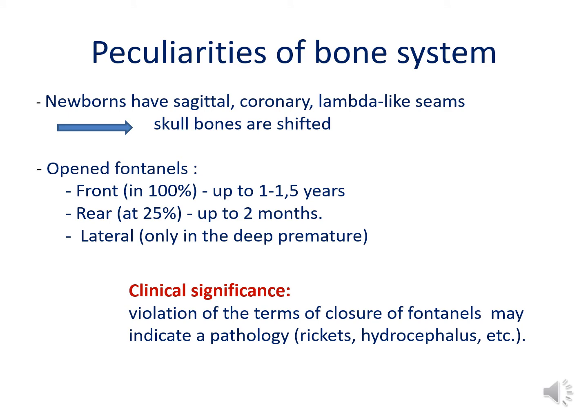Next distinctive features of the children's skeletal system are the presence in newborns of some seams, like sagittal, coronary, and lambdoid, and skull bones in newborns are shifted. Newborns have open fontanelles, front, rear or back, and two lateral, but the lateral ones only in deeply premature newborns. Violation of the terms of closure of fontanelles may indicate a pathology, like rickets, hydrocephalus, etc.